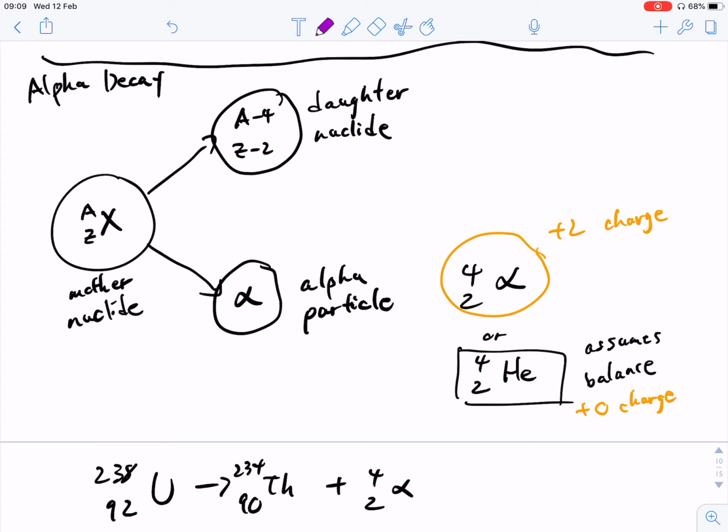Okay. So alpha decay, we're looking at a mother nuclide. So first off, we have the original or the mother nuclide. And then what happens is that the daughter nuclide will turn into a different element actually, because it's going to lose 2 protons and it loses 4 nucleons overall. And what happens is that it's emitting what's called an alpha particle. Okay, so the alpha particle is actually a helium nucleus.